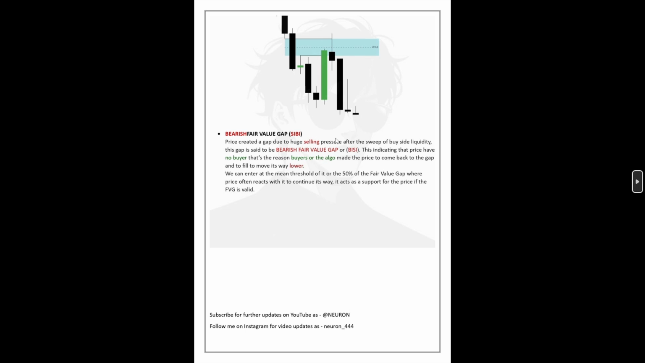Similarly, a bearish fair value gap or CB is created due to huge sellers' pressure after the sweep of liquidity. We can identify them by looking at the first candle's low that is not touched by the third candle's high, or creates a gap on the middle candle body. In this case, buyers will be balancing the gap, which will act as support for the price to continue lower.